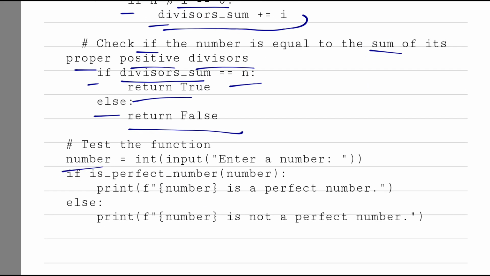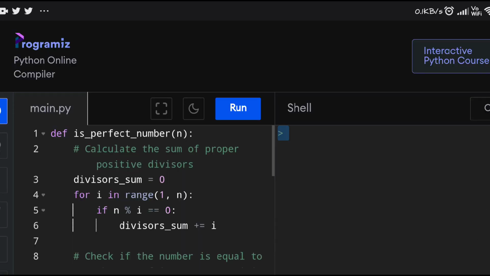So I'm going to run this code. Just wait a minute. First of all, we have to take a number as an input, and we'll call our function is perfect number, and we'll pass this number input as a parameter to the function. If the number is perfect, it will return true. If the number is not perfect, it will return false, obviously. So let's run this code.